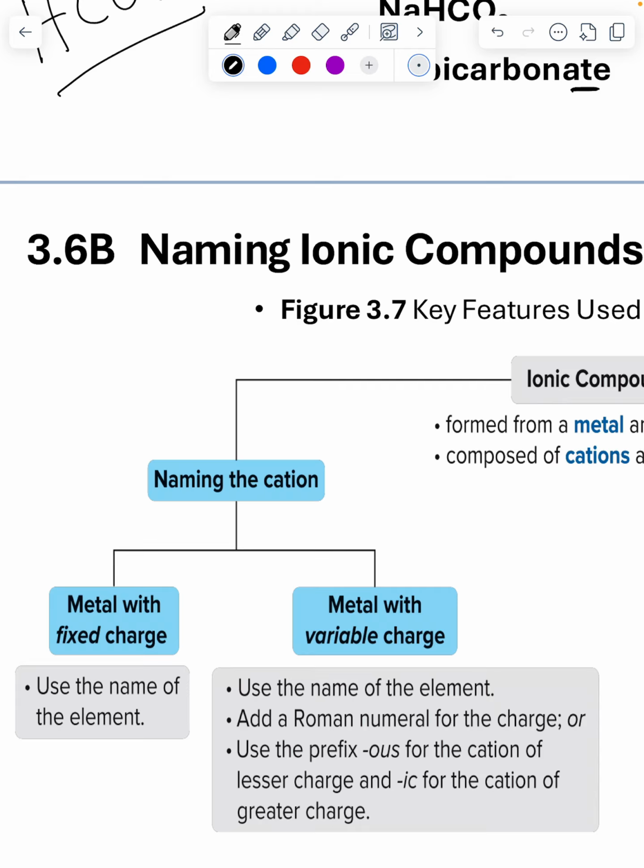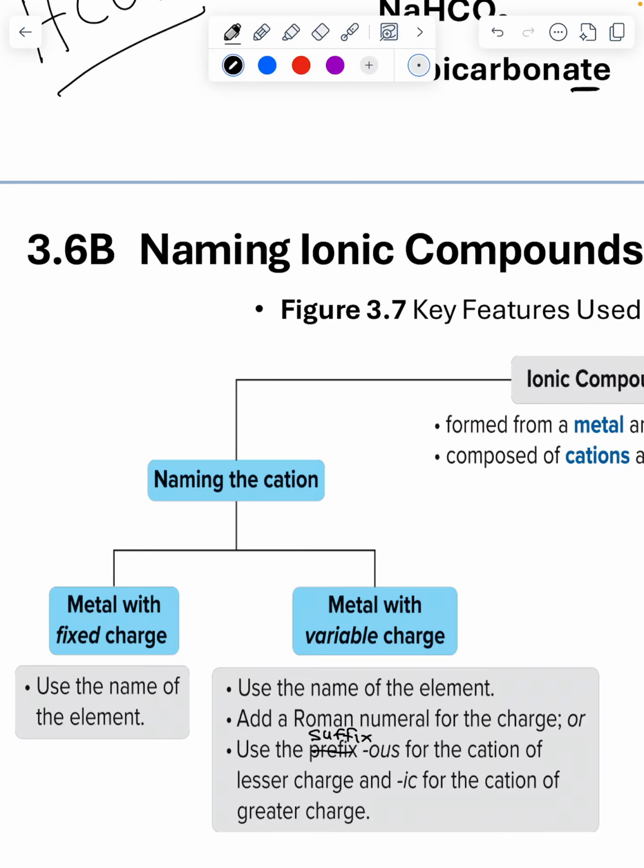The common naming system uses the prefix OUS for the cation of the lesser charge, and this says prefix, but it should say suffix. It's throwing me off. You use the suffix OUS for the cation with the lesser charge, and IC for the cation with the greater charge.